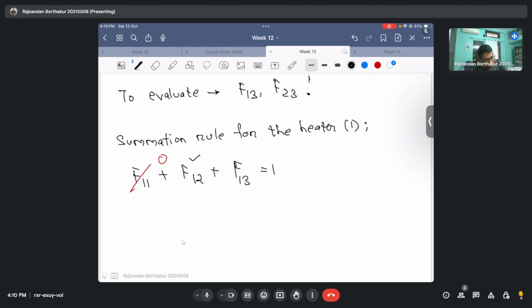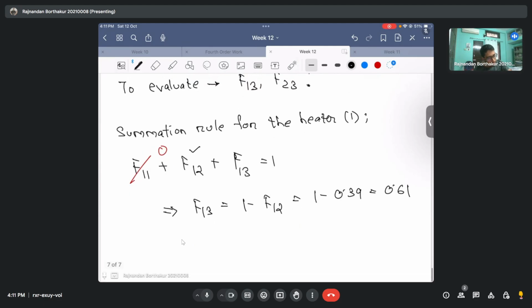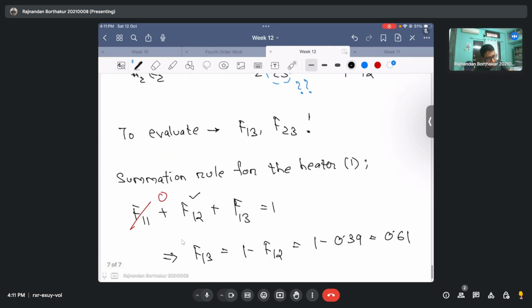And that's why I can now evaluate one unknown at least, that is F13, as 1 minus F12. And I know that my F12 is equal to 0.39, which means my F13 is 1 minus 0.39, and this just becomes equal to 0.61. So I now know F13. At least I have figured out this view factor. Now, how to figure out the remaining view factor, F23?